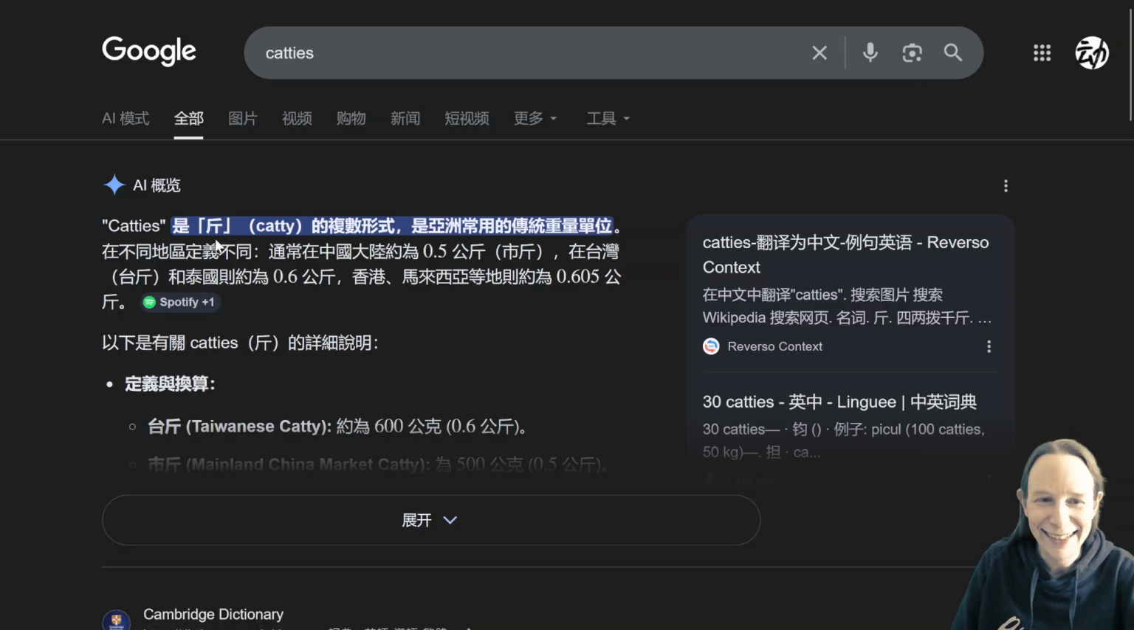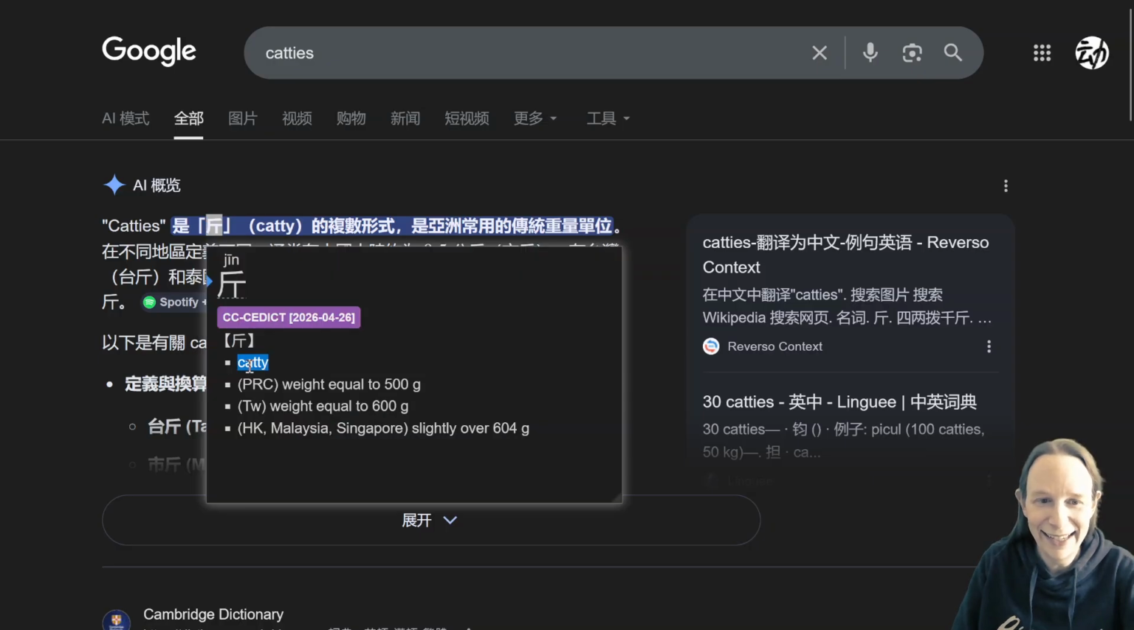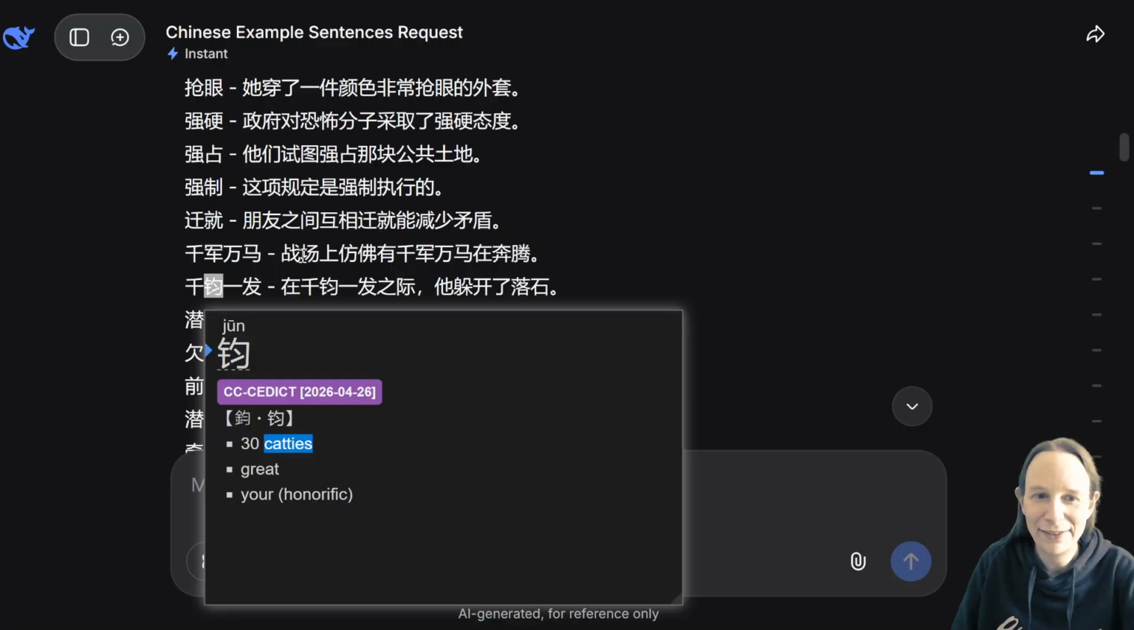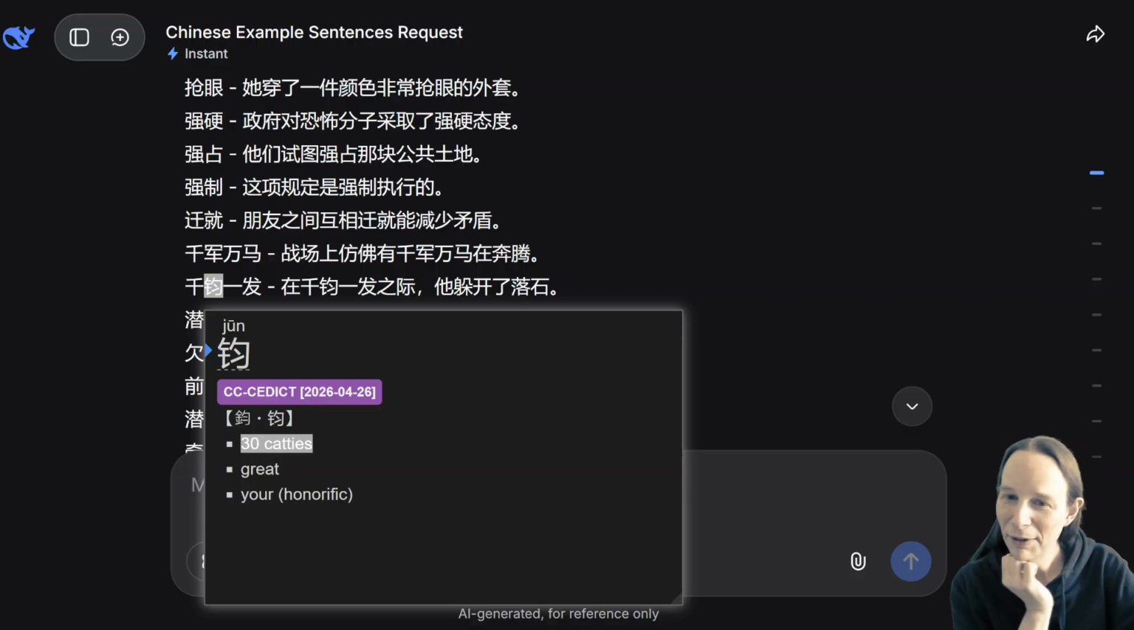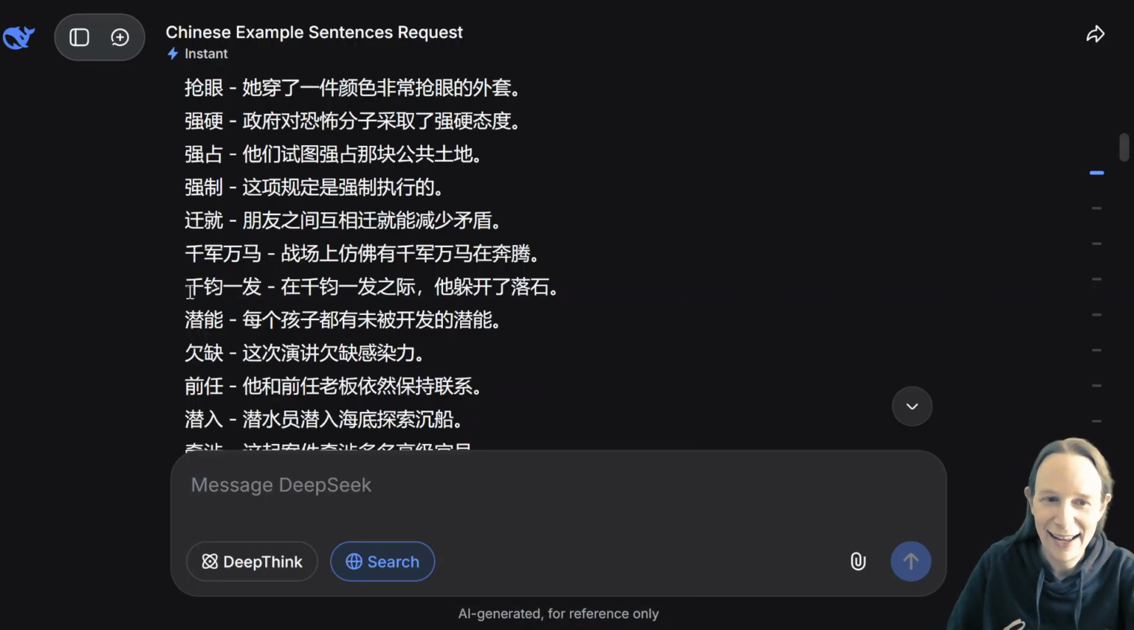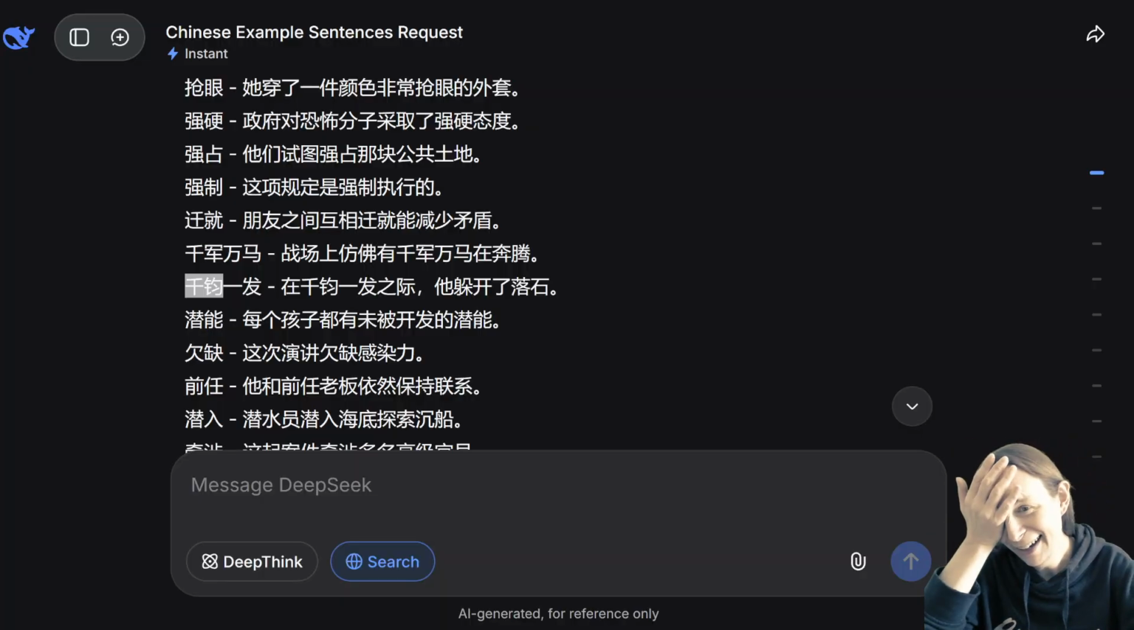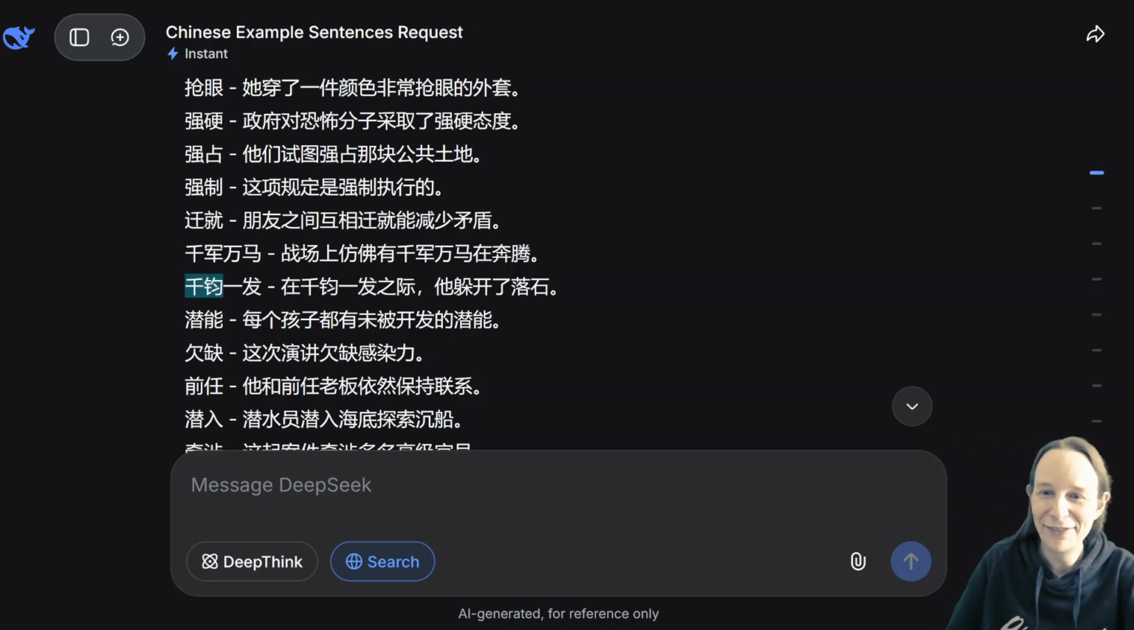Not that kind of catties. This one. Jin? Oh, Jin is a catty. Okay, so it's 500 grams. So Jun is 30 catties. So what's 30 times 500 grams? It's 15 kilos. No, 15,000 grams. 15,000 grams, 15 kilos.